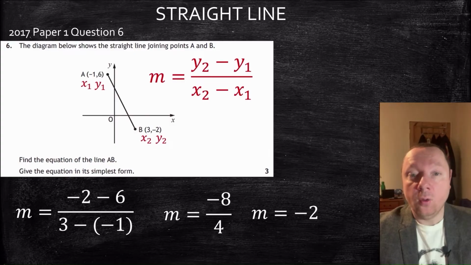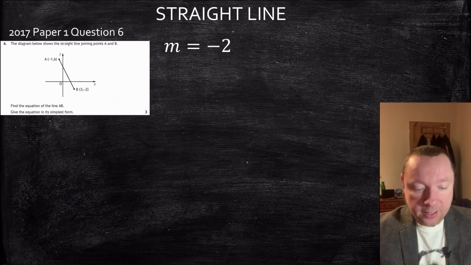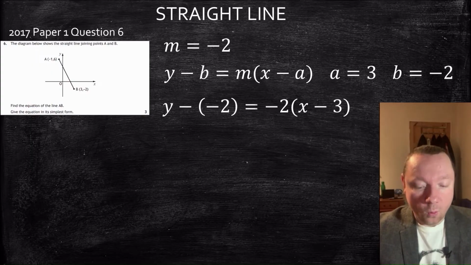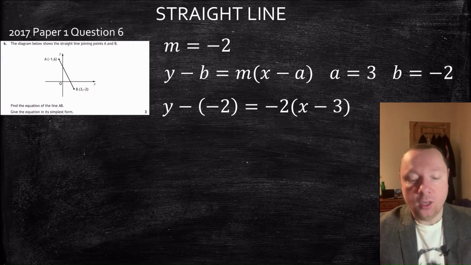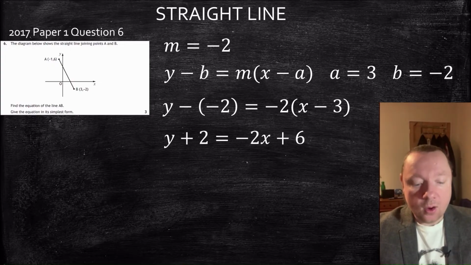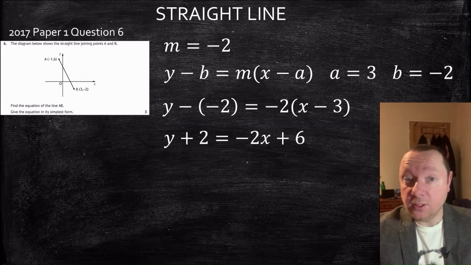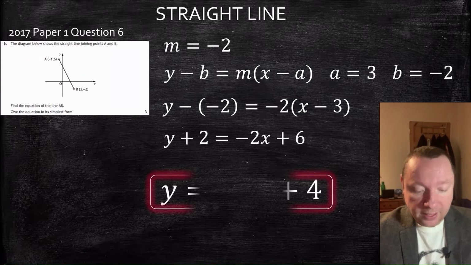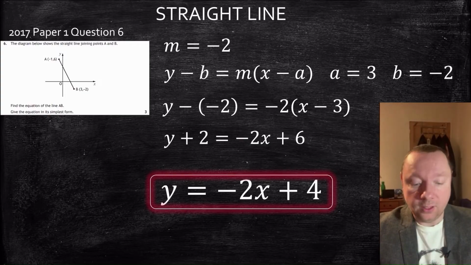Now use the equation of a straight line, y minus b equals m(x minus a), where a and b are just any point you want, so pick one of the points. I'll pick 3 and minus 2 in this case. So we've got y minus minus 2 equals minus 2, bracket x minus 3. Watch your signs. y plus 2 is minus 2x take away, plus 6. Minus 2 times minus 3 is plus 6. Watch your signs. Then taking the 2 across to the other side, you get y equals minus 2x plus 4, taking away 2 from both sides.